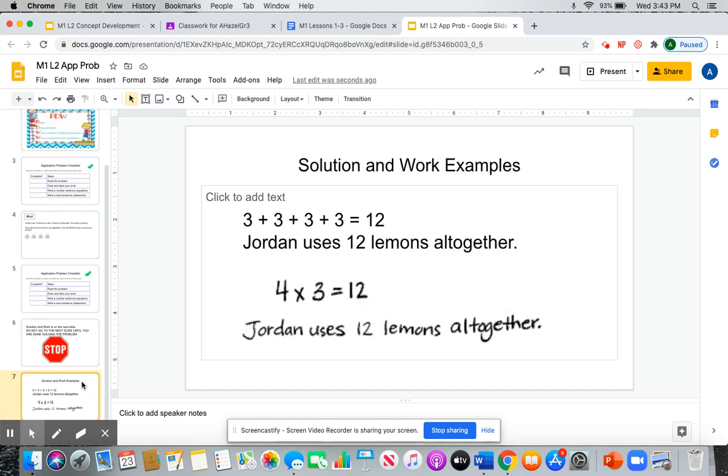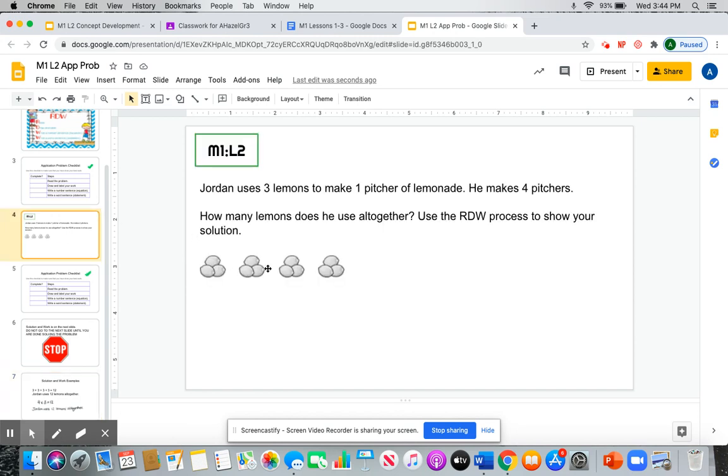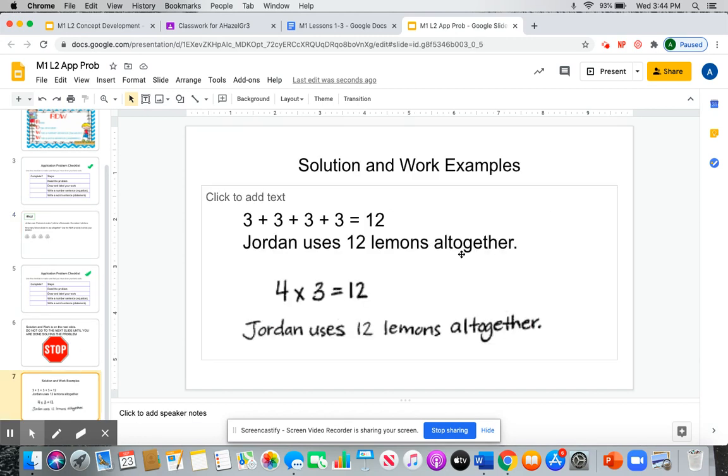All right, here are 2 different ways that you could have shown your work. You might have even done a different way. That's okay, I just gave you 2 ideas here. So we had 4 groups of lemons and 3 in each group. So we needed to add 3 plus 3 plus 3 plus 3 to give us our total of 12 lemons. You could have written your equation like this, or you could have done the multiplication equation. Either one is fine.